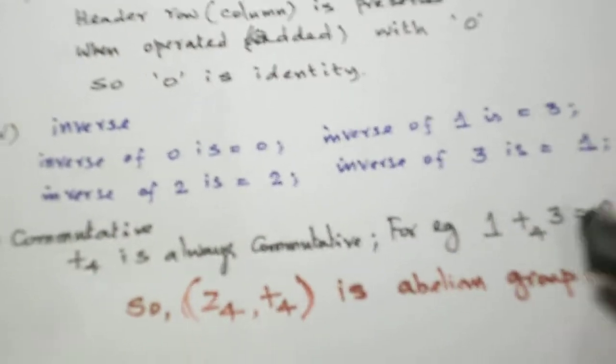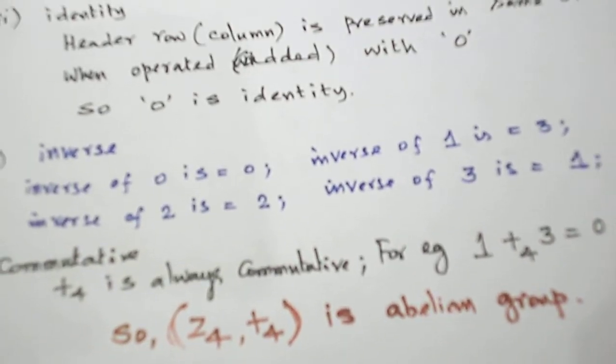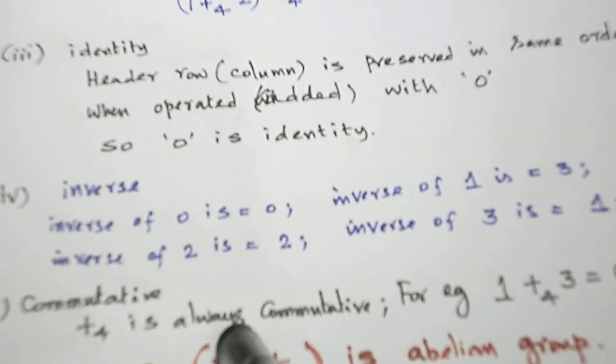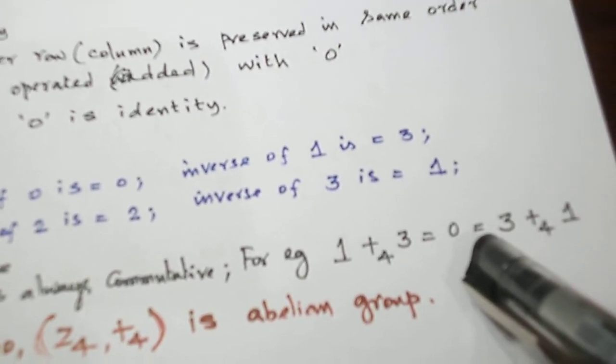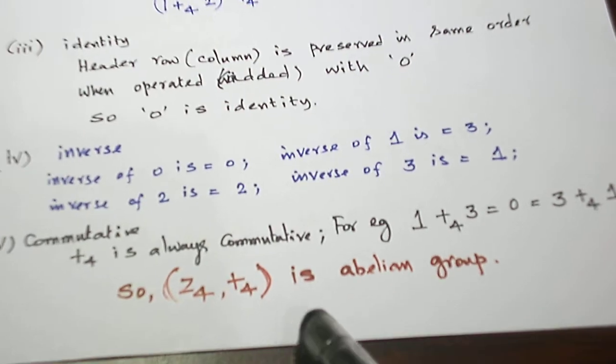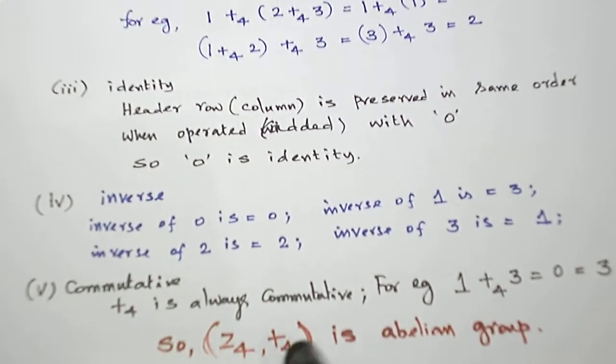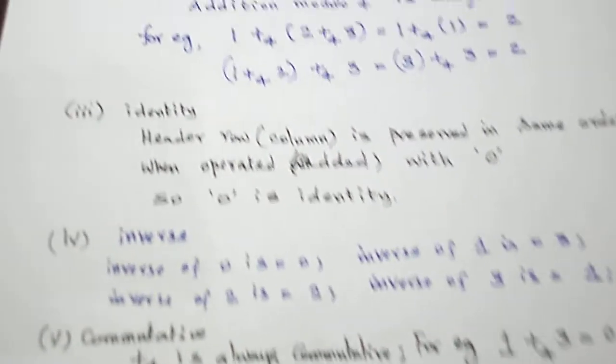All the elements have inverse. And addition modulo 4 is always commutative. Let us illustrate with one example. So with respect to the first operation, the set is an abelian group.